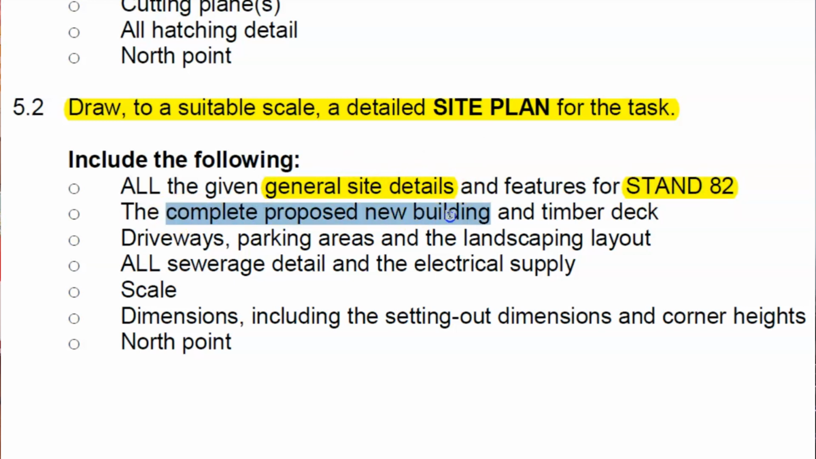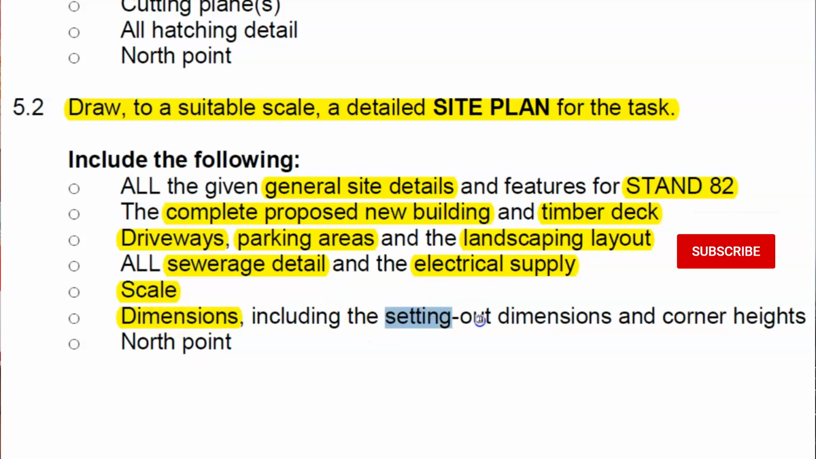You then have to include the complete proposed new building with the timber deck, okay? Your driveways, your parking areas, as well as landscaping layout, okay? This, I think, is the first for you guys. But make sure here that you're actually going to include your landscaping in your actual final site plan. You'll have to show all the sewer detail, as well as the electrical supply. You're going to have to indicate your scale. You're going to have to do dimensions. In other words, the dimensions that have been given to you in the initial site plan, plus the setting out dimensions. And I'll show you practical examples of this. But that's where the positioning of your development is going to be, and the corner heights. You have to include the north point.